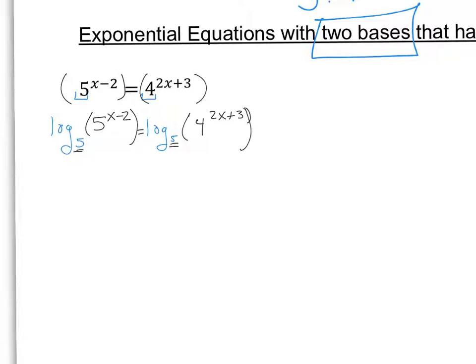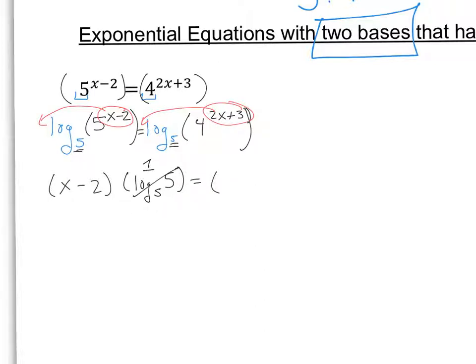Now, because of the properties of exponents, I take whatever this exponent is and bring it all the way in the front. Keep that in parentheses for right now. So what I have here is x minus 2 times log base 5 of 5. This is the identity property. All of this is equal to 1. And over here, again, make sure you leave this in parentheses. It's 2x plus 3 times log base 5 of 4.